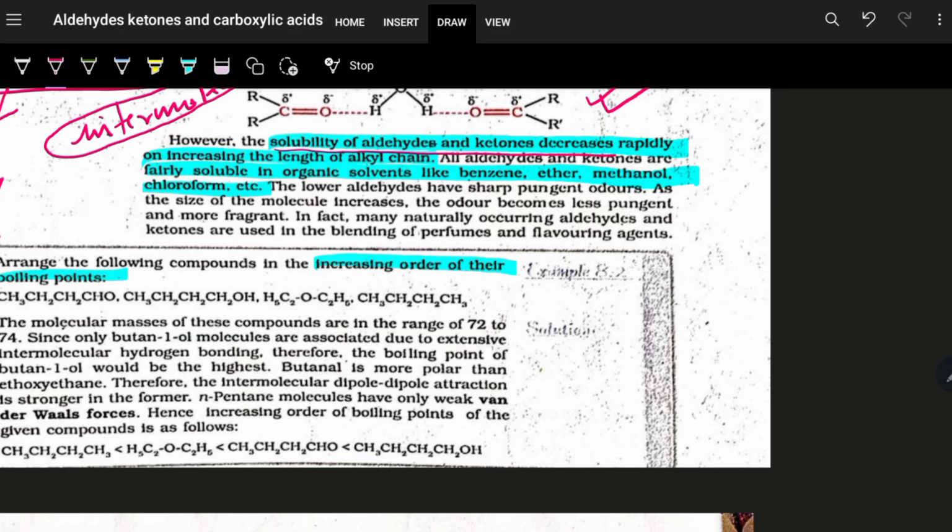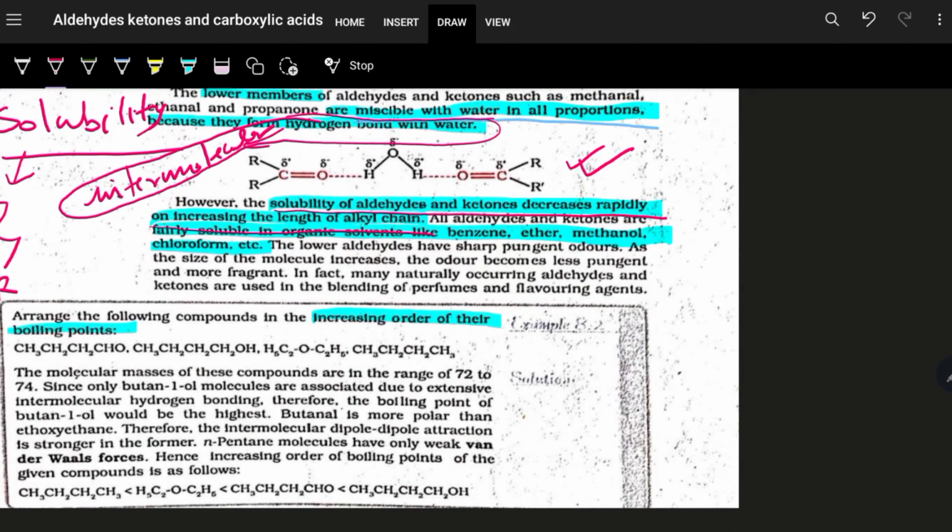Solubility of aldehydes and ketones decreases rapidly on increasing the length of the alkyl chain, because that is the hydrophobic part, and when the size of the hydrophobic part increases, the solubility in the polar water molecule decreases and the intermolecular hydrogen bonding becomes weak. This bonding that is being shown is the intermolecular hydrogen bonding, as in the book.